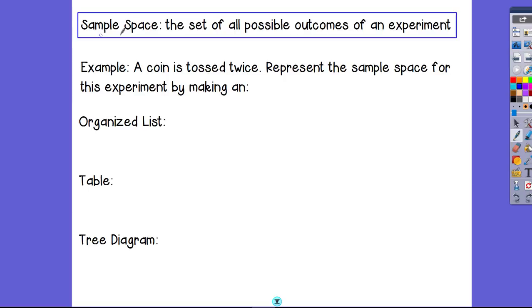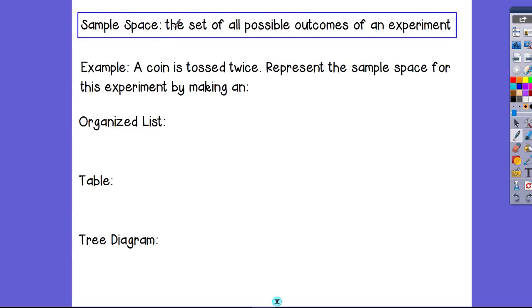So our example is we're going to take a coin and toss it twice. A coin is tossed twice. We want to represent the sample space by making an organized list, a table, and a tree diagram. These three different methods are all ways to write your sample space. Depending on the situation, depending on the experiment, you might choose a different method to represent your sample space, or we might tell you that you need to make a table, an organized list, or a tree diagram.